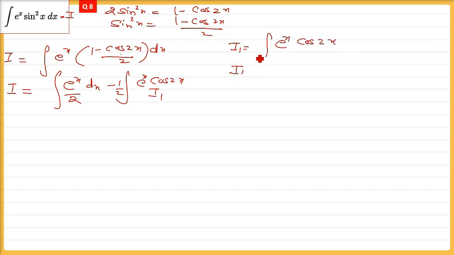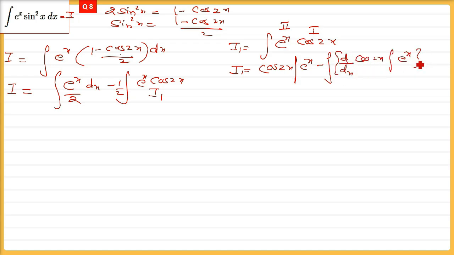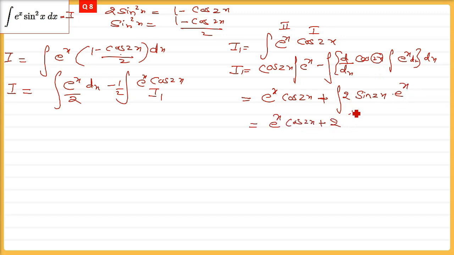So this I1 will be equal to, we'll apply ILATE again. This will be cos 2x integration of e raised x minus integration of d by dx of cos 2x times integration of e raised x, and the integration will be done here. So e raised x will be e raised x only. This will be cos 2x minus integration of cos 2x, which is negative sin 2x. So sin 2x negative, I have made it positive. So you have 2 sin 2x e raised x. Now e raised x cos 2x plus 2 integration of e raised x sin 2x.